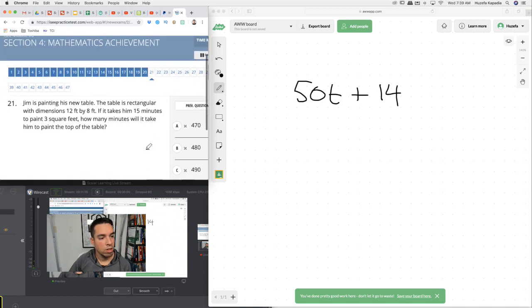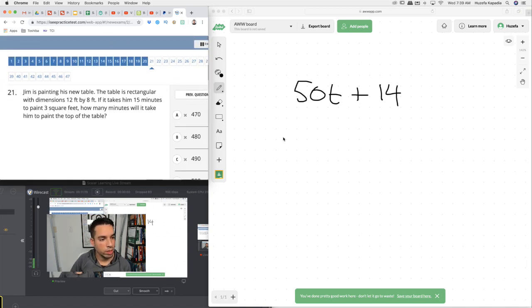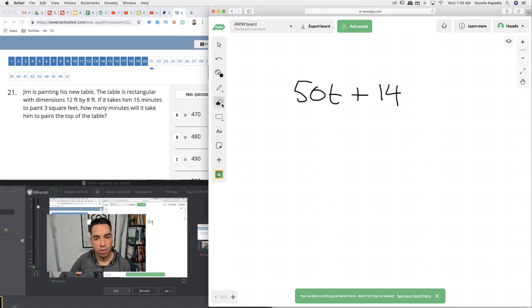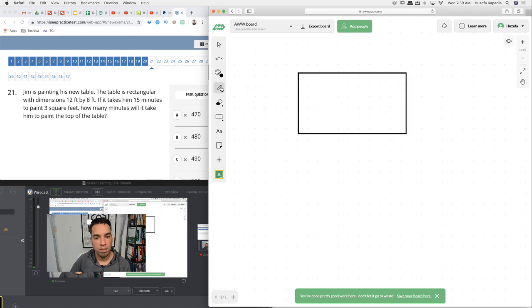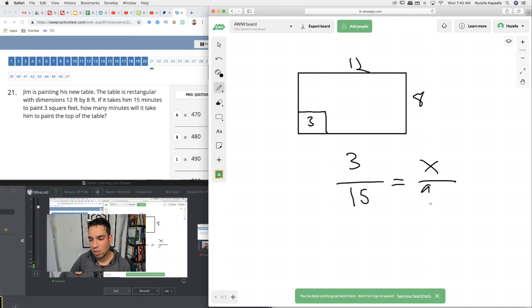Okay, next. 21. Jim is painting his new table. The table is rectangular with dimensions 12 by 8. If it takes him 15 minutes to paint 3 square feet, how many minutes will it take him to paint the tabletop? So 3 minutes to paint 15 square feet, X minutes to paint the total, which is 8 times 12, which is 96. And then let's reduce this to 1/5, and then let's cross multiply.